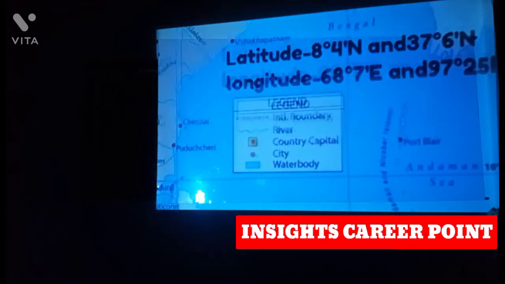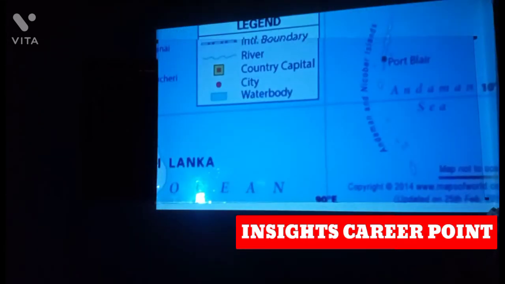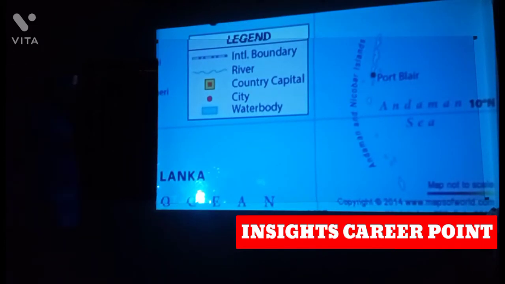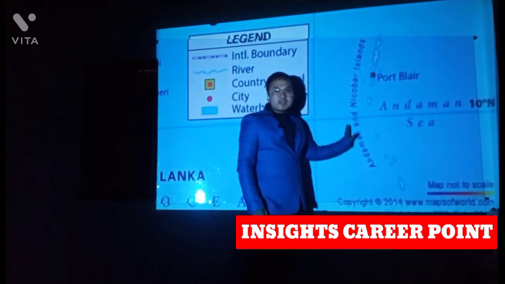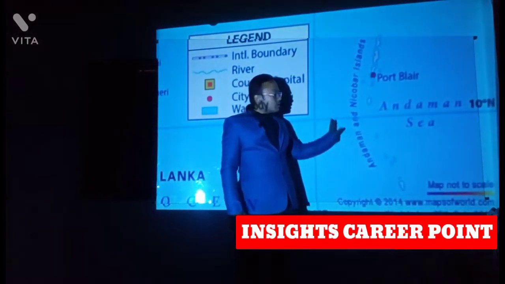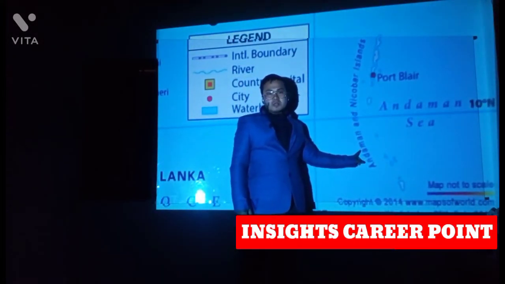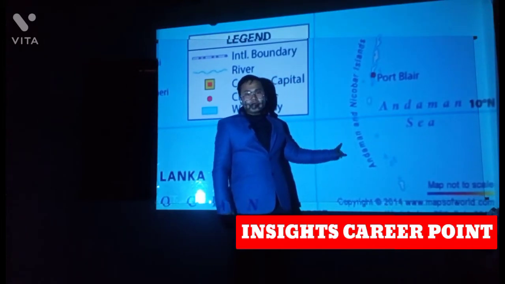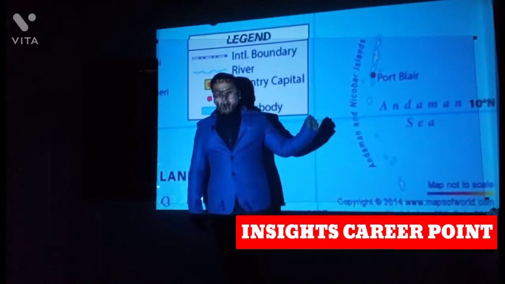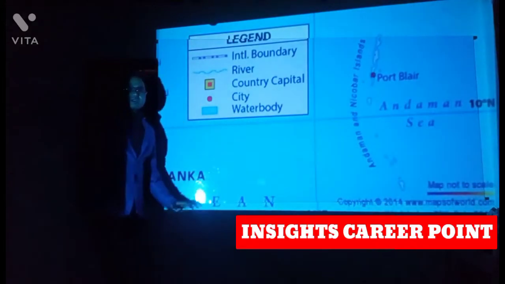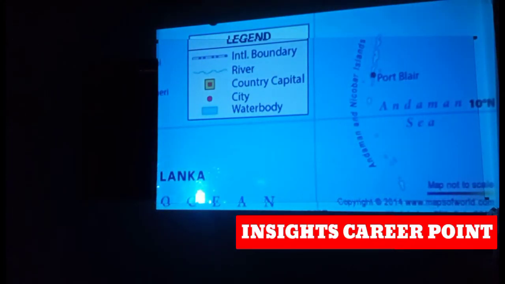Let me tell you one interesting thing about the Andaman and Nicobar Islands. Recently, two years back, there was an incident there. An American reporter who went to one of the islands of Andaman and Nicobar was found to be missing. After a few days, it was found that this reporter from the USA had been murdered, or his body was found near the island called North Sentinel Island.